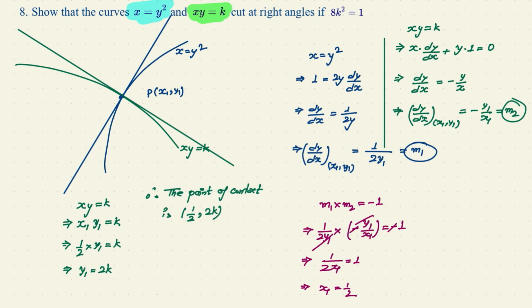And since this point of contact also lies on the first curve, it must satisfy the equation of the first curve. So my equation of the first curve was x equals y square. So let us put the value of x and y from the point of contact. So it will be 1 by 2 equals 2k whole square. So this implies 1 by 2 equals 4k square, and this implies 8k square equals 1. Hence, we assumed that these two curves were at right angles, and on the basis of that, we proved that 8 times k square equals 1.